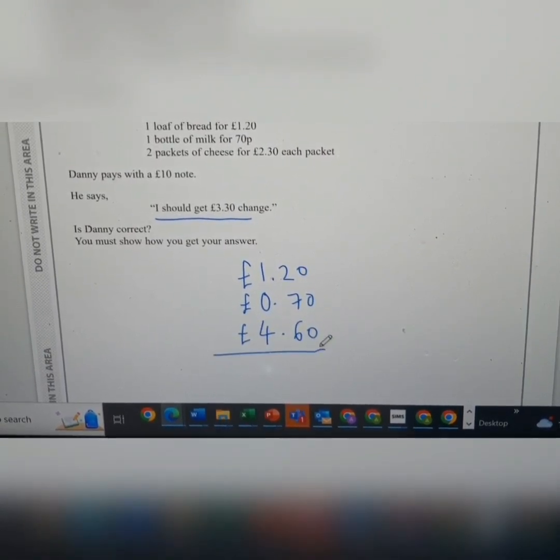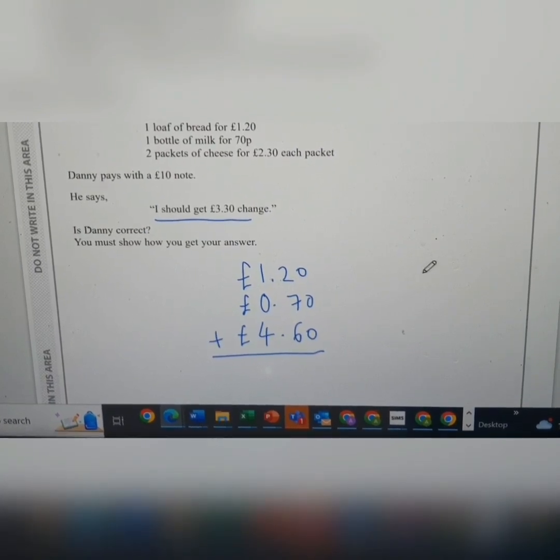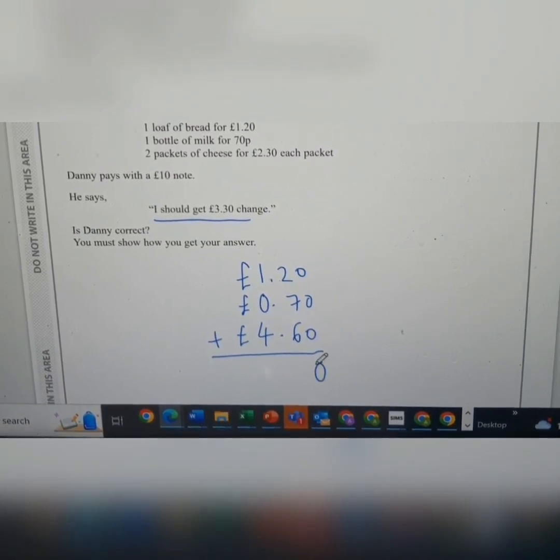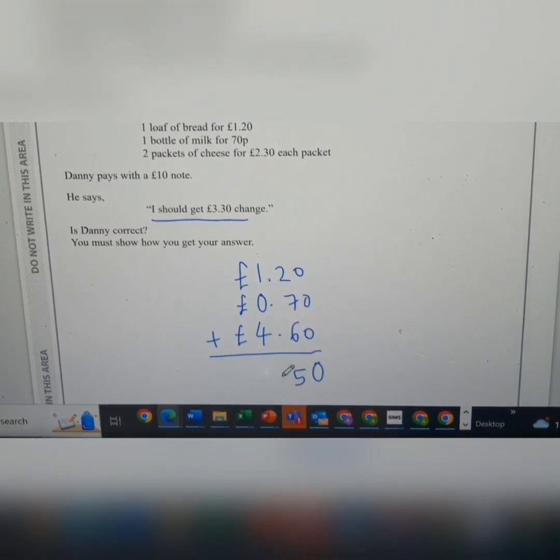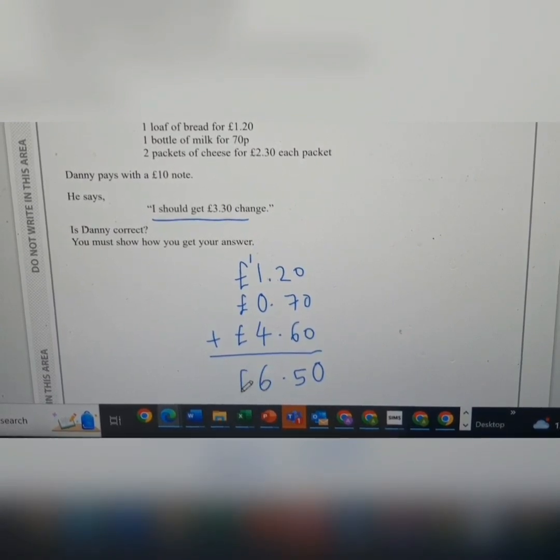Okay, and he pays with a £10 note. So we're going to add this up and then take it away from £10. So this is 0. 2 add 7 is 9. 9 add 6 is 15. Carry 1 over. 1 add 1 is 2. Add 4 is 6. So £6.50.